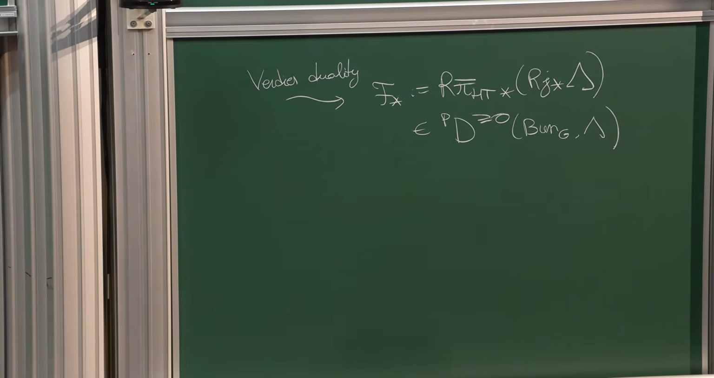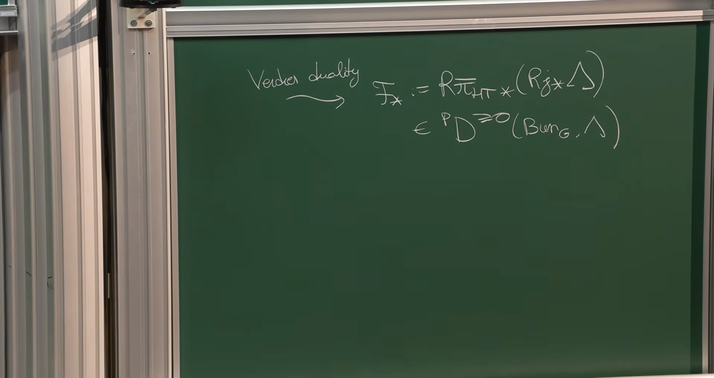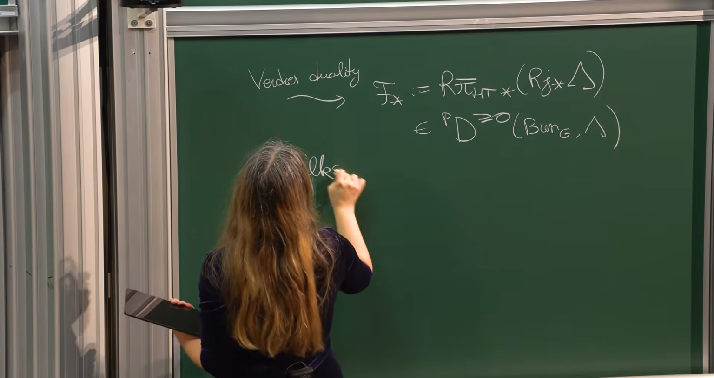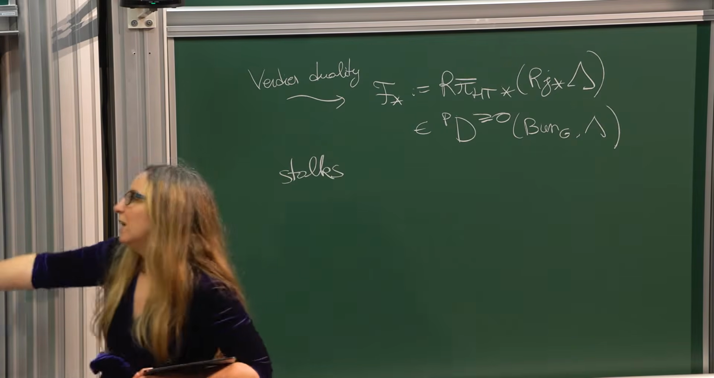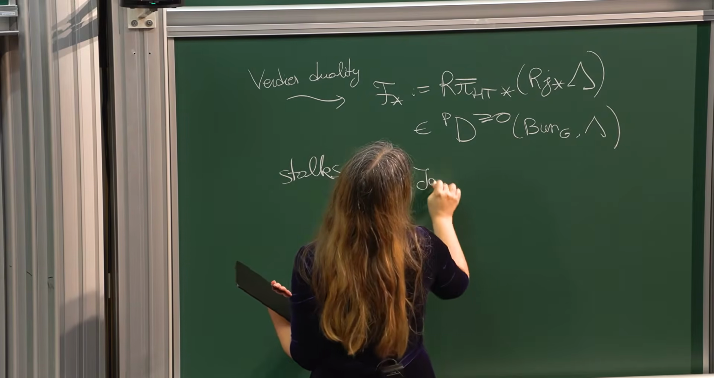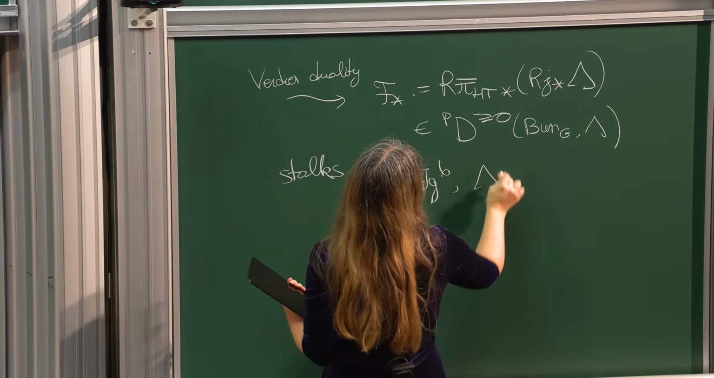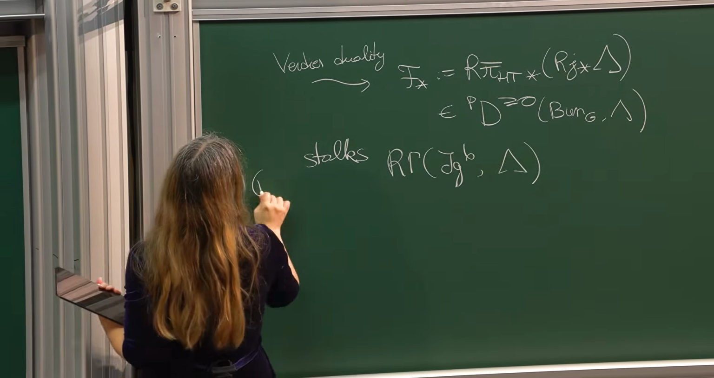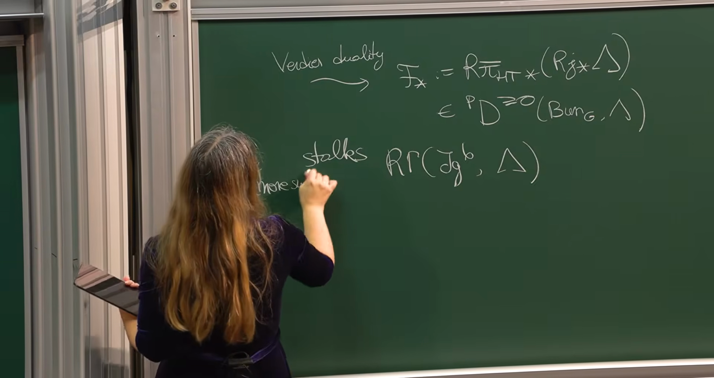Okay, and those stalks can be computed in a more subtle way. So it's not as immediate as this computation, but they end up just being the usual cohomology of the open Igusa variety. Okay, so I'll just say here, and this is more subtle.